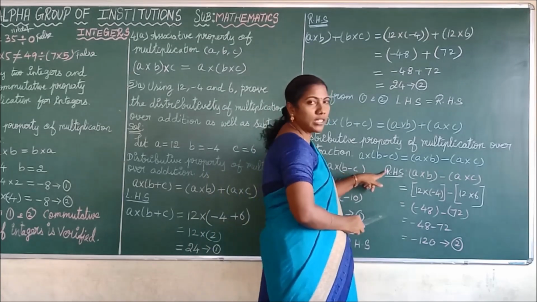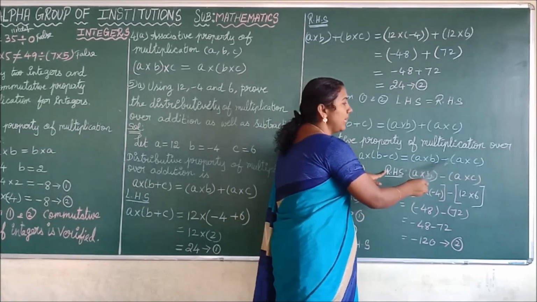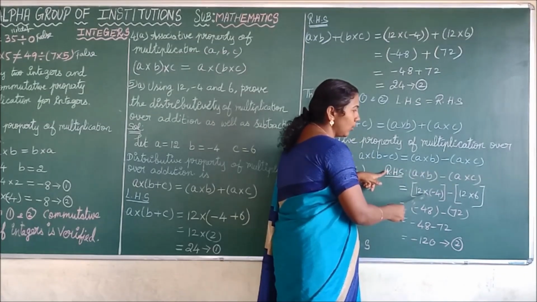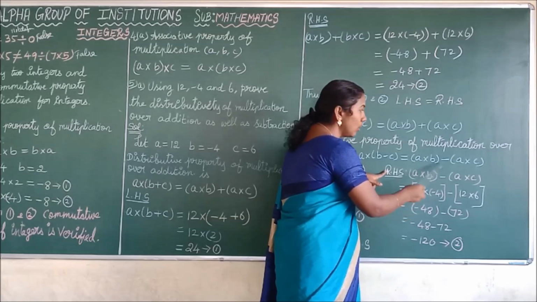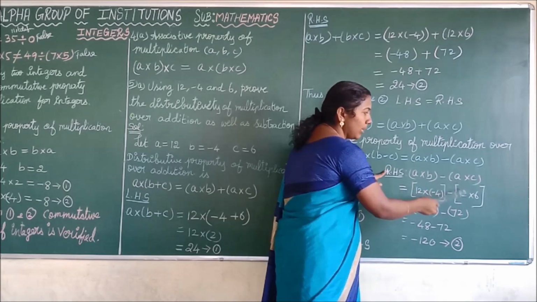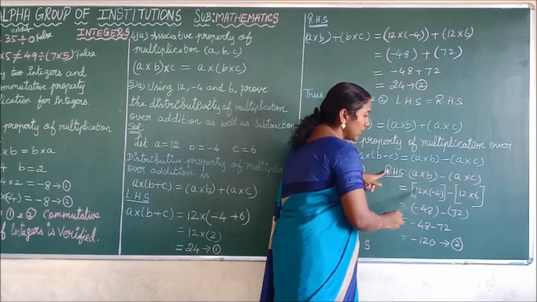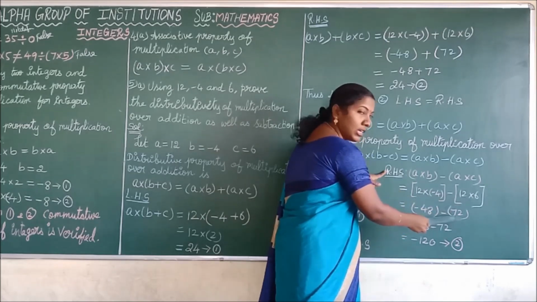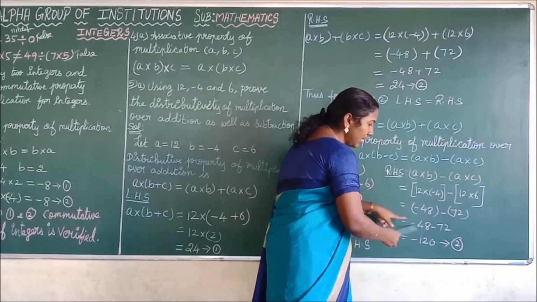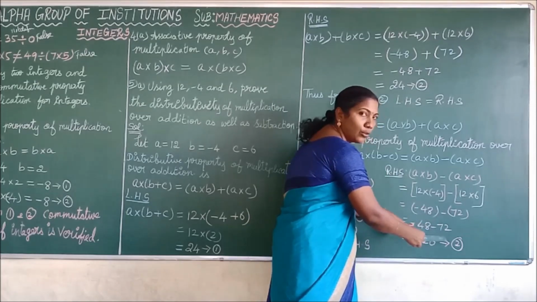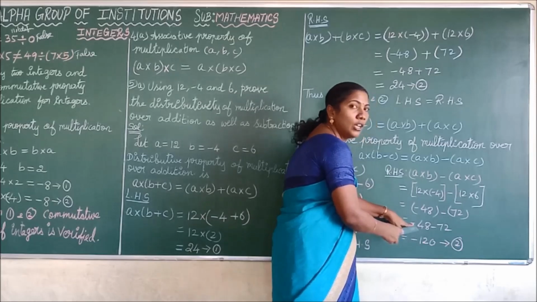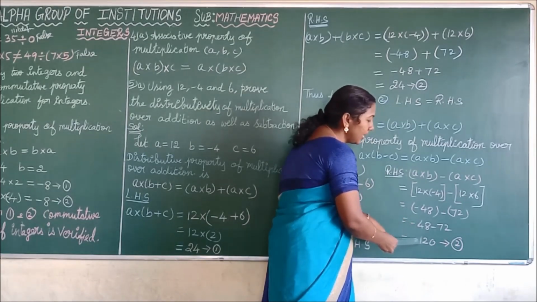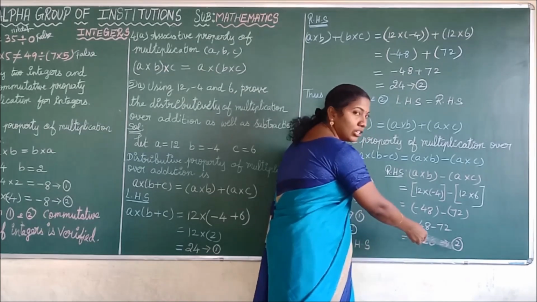Now we come to the RHS. What is RHS? A into B minus A into C. What is the value of A? 12 into, what is the value of B? Minus 4, minus value of A is 12 into 6. Plus into minus is minus: 12 4s are 48, minus 12 6s are 72. Remove the bracket. Minus 48 minus 72. When the given integers are of the same sign you just add the integers and take the common sign. Thus we get minus 120. Let it be equation number 2.